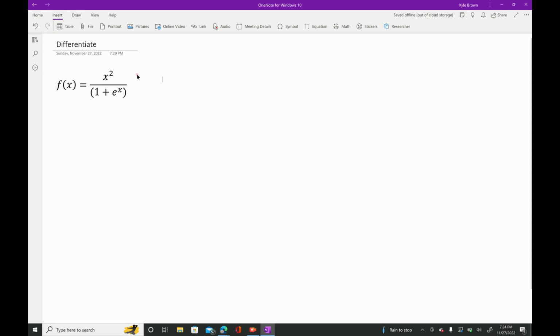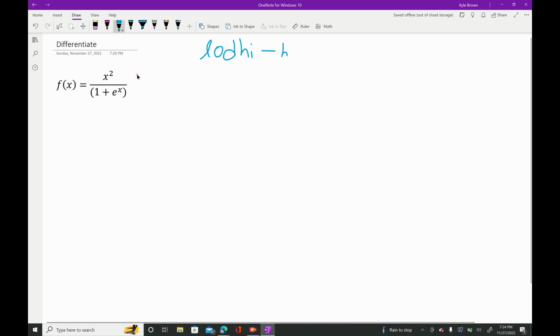GTA Math. What's up? Today we're about to work on a derivative, and we're going to use the quotient rule. So the first thing I do is use this method called low D high. Low D high minus high D low, all divided by low squared.